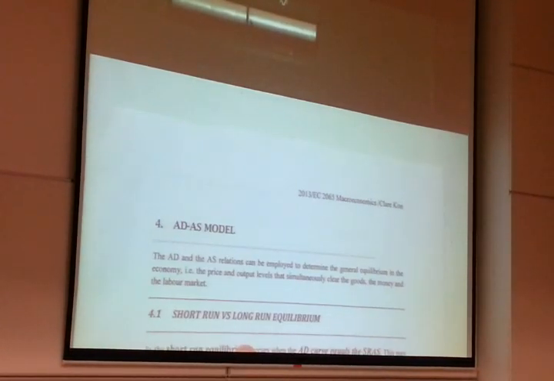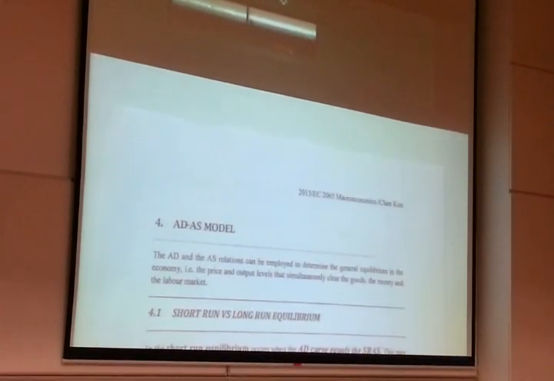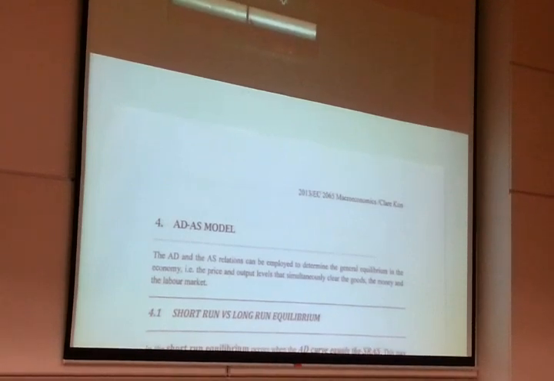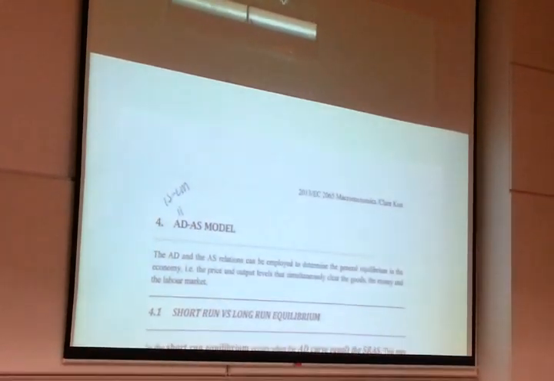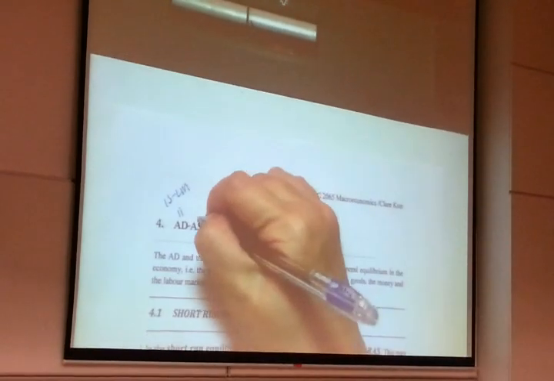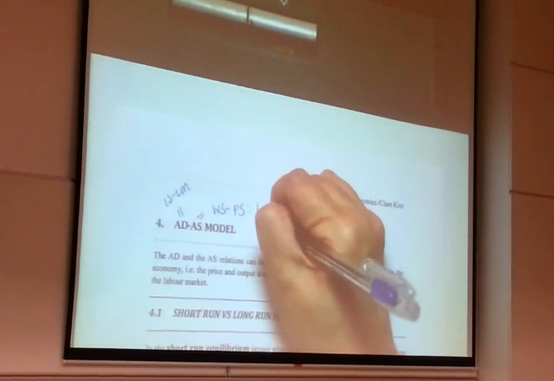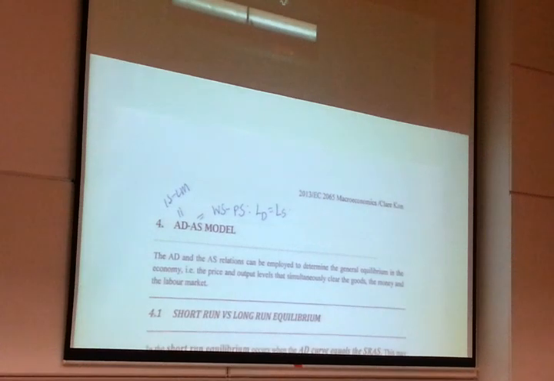So with that, we are ready to look at the actual ADAS model. As I mentioned, a lot of times students thought this topic was easy because they thought only two lines intersect. But it's not. You saw that AD came from IS, LM. You saw that AS is wage setting, price setting, equivalent to labor demand equals labor supply.